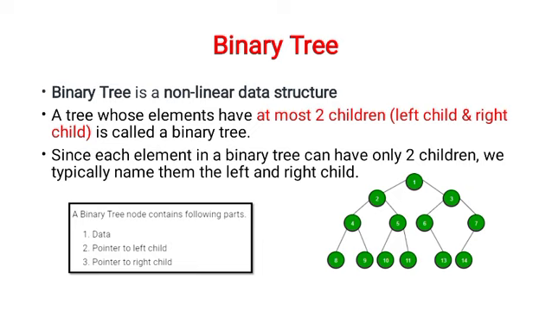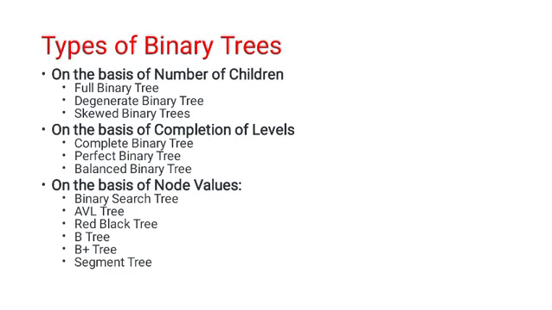So a binary tree node contains the following parts. It contains three parts. First one is data, next is a pointer to the left child, and a pointer to the right child. So while we represent this tree as a node, it will be represented using three fields: one is the data field, next is a pointer to its right child, and next is a pointer to its left child.